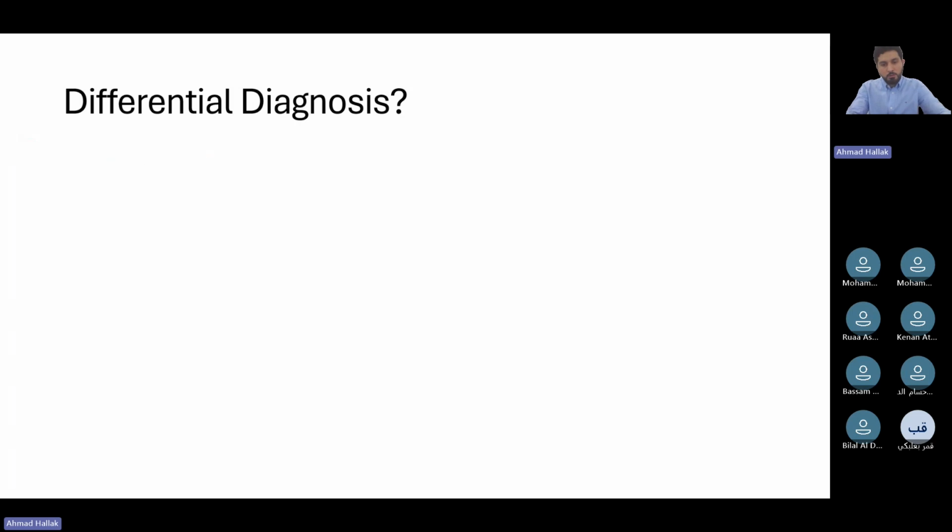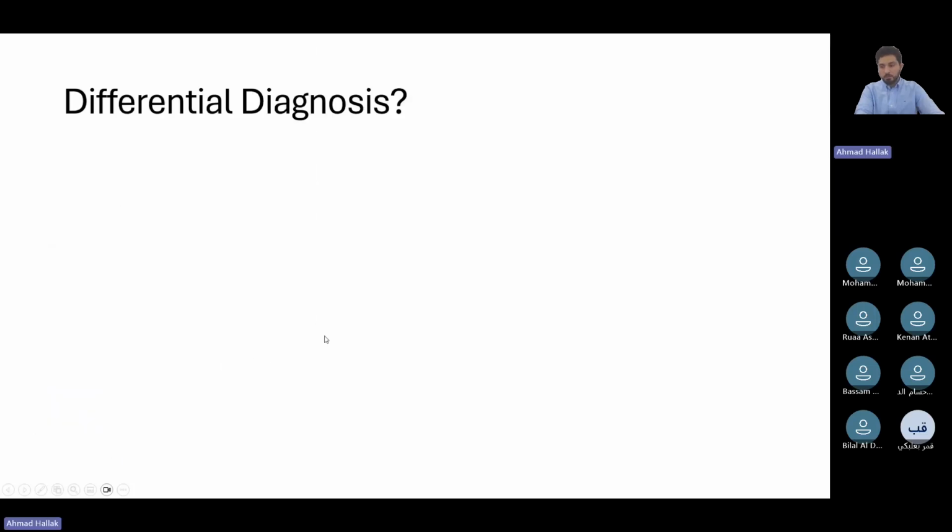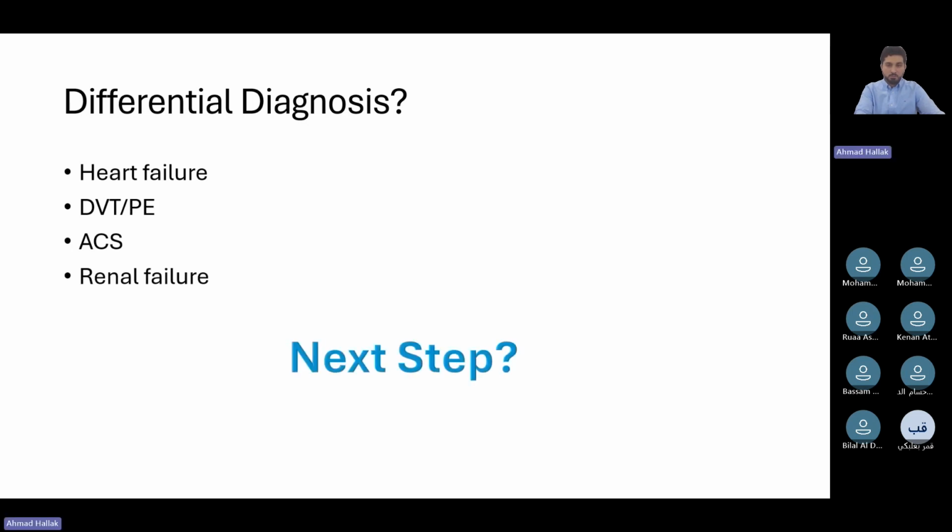So as of now, what are the differential diagnoses for this patient? Number one, you're thinking about heart failure, right? You've got the elevated JVD, you've got the lower extremity edema, you've got the elevated BNP. So realistically, number one, you're going to be thinking about heart failure. So other differentials in this patient, you got to consider pulmonary embolism, acute coronary syndrome, and renal failure. So what's the next step for this patient?